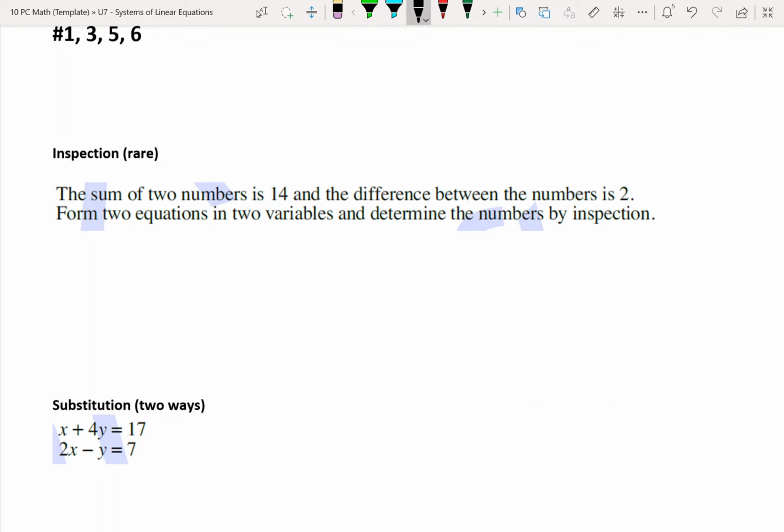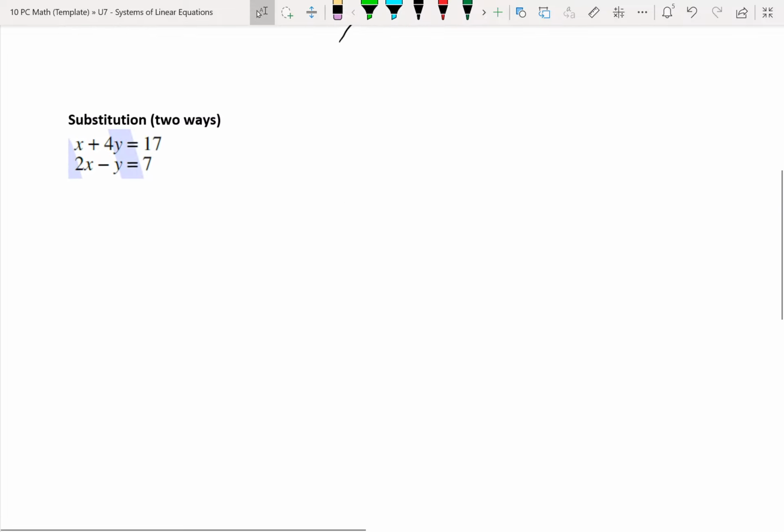So in this situation, the sum of two numbers is 14, so that means x plus y equals 14, and the difference between the two numbers is 2. So I know it's going to be pretty small. Maybe it's going to be like 6 plus 8 equals 14. Difference is, oh, that's right. That's what inspection is: you just guess the answer and get it right just by using the clues in your head. So don't worry about that.